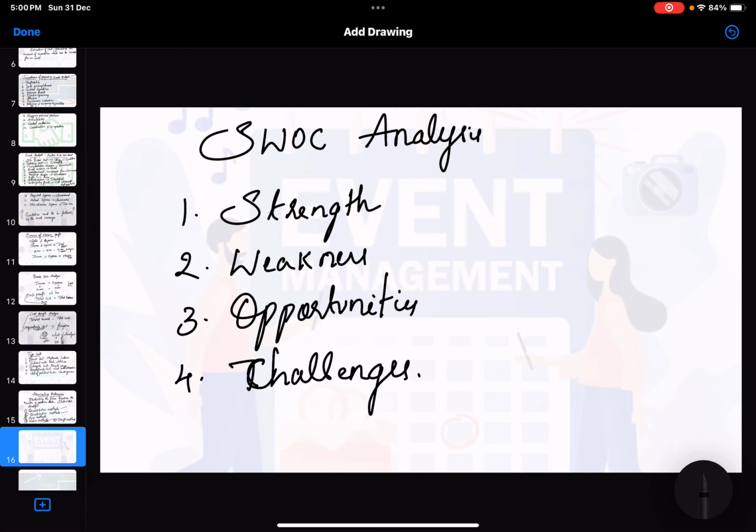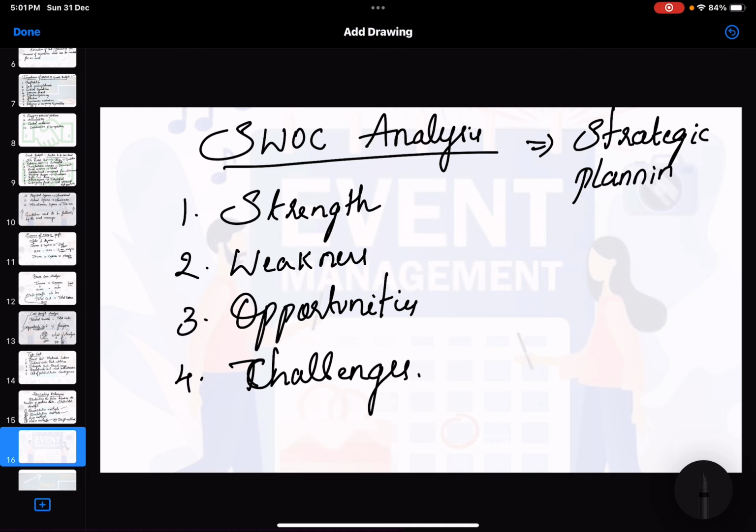These challenges can also be considered as the threats. Okay, so SWOC analysis plays a very important role in event management because it is one of the strategic planning tools. So we consider this one as a strategic planning tool because we need to know what are our strengths, what are our weaknesses, where are the opportunities, and what could be the challenges that we might be facing in future also. So this is one of the strategic planning tools which is used to identify and analyze the strengths, weaknesses, opportunities, and threats or the challenges of the event management.